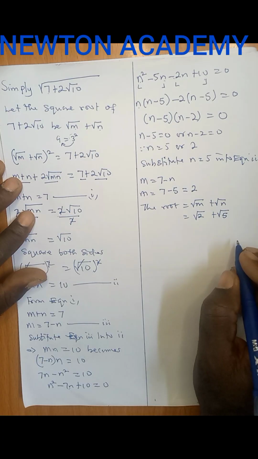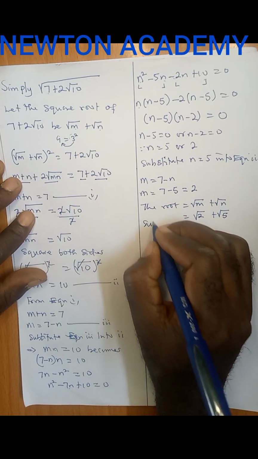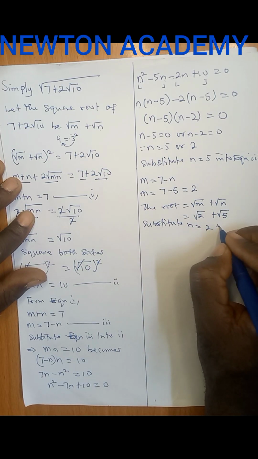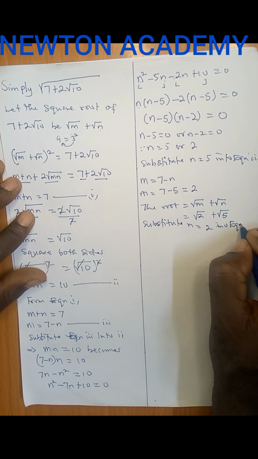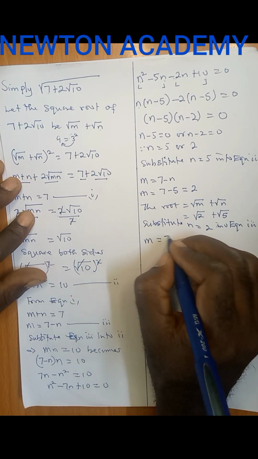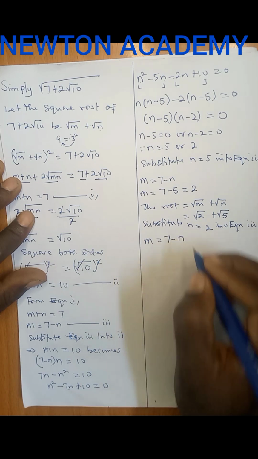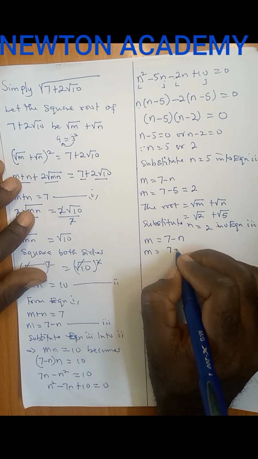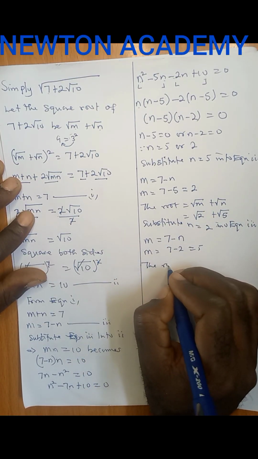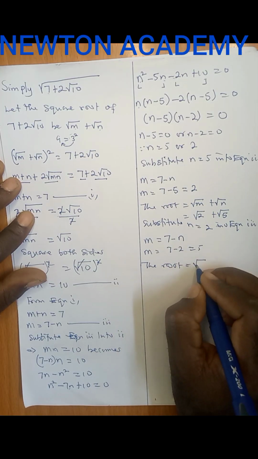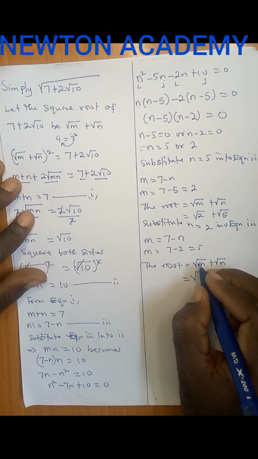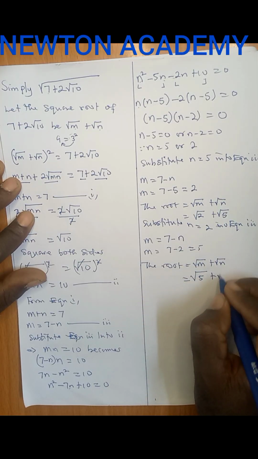We also do the same thing when n is equal to 2. So we substitute n is equal to 2 into the same equation 3. Equation 3, which is m is equal to 7 minus n, then m will be equal to 7 minus 2, which is equal to 5. Now the root, which is equal to the root of m plus the root of n, will be the root of m is 5 and n is 2.